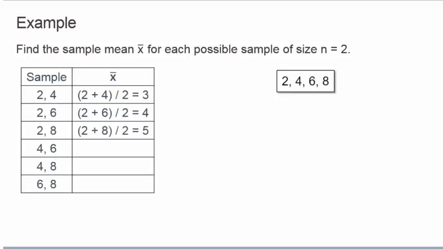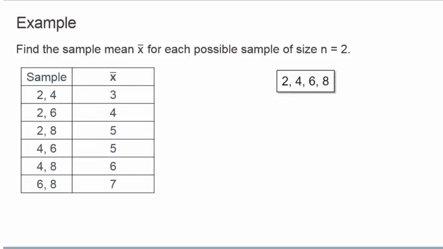4 and 6 are two data points. 4 plus 6 is 10, divided by 2 is 5. 4 and 8 are two data points. 4 plus 8 is 12, divided by 2 is 6. 6 and 8 are two data points. 6 plus 8 is 14, divided by 2 is 7.